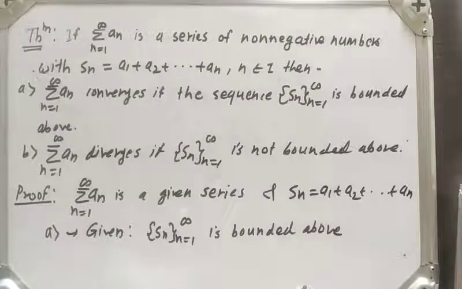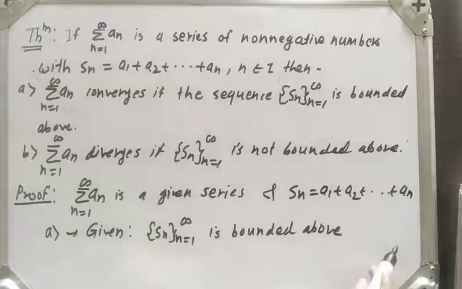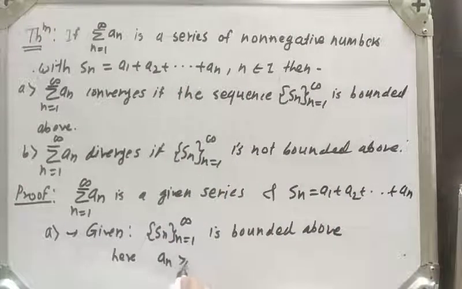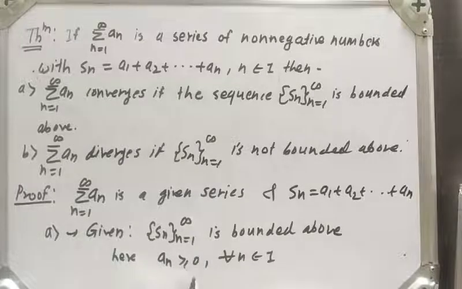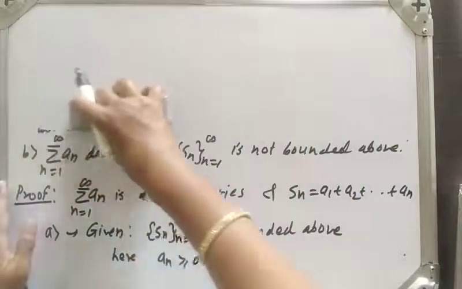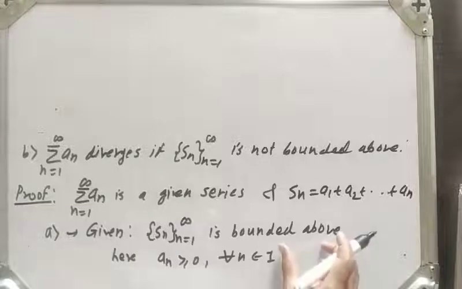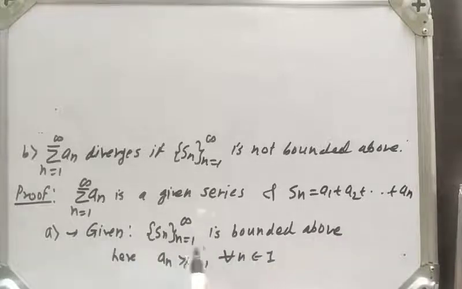Now, what about all the terms of the series? It is a series with non-negative terms. Okay, it means here we know an is greater than or equal to 0 for all n belongs to I. All terms of the series are greater than or equal to 0. We know this fact. Next, we will check whether the sequence Sn is increasing or decreasing. Now we assume that the sequence is bounded above. Okay, Sn is bounded above.